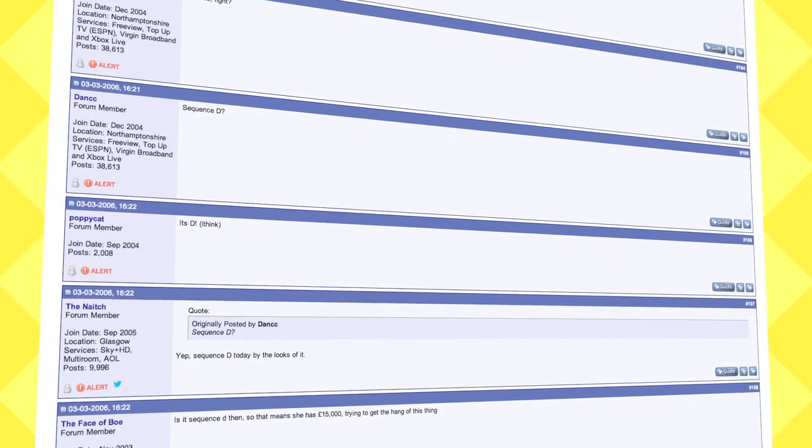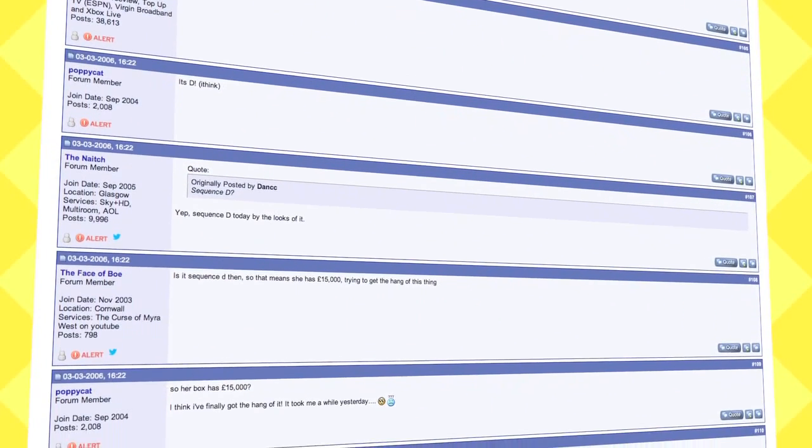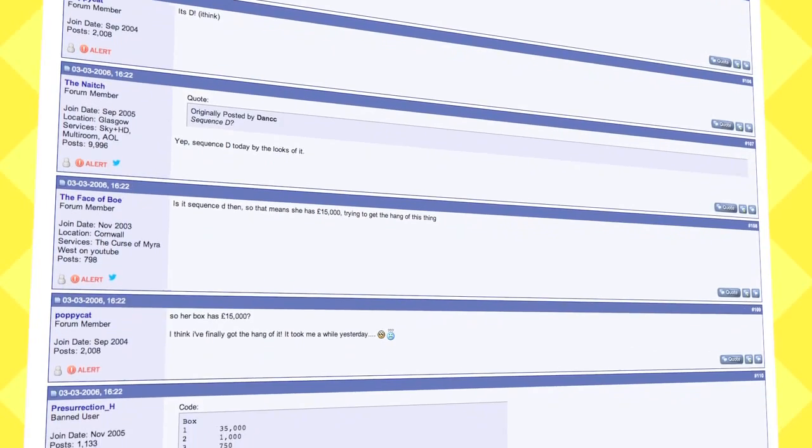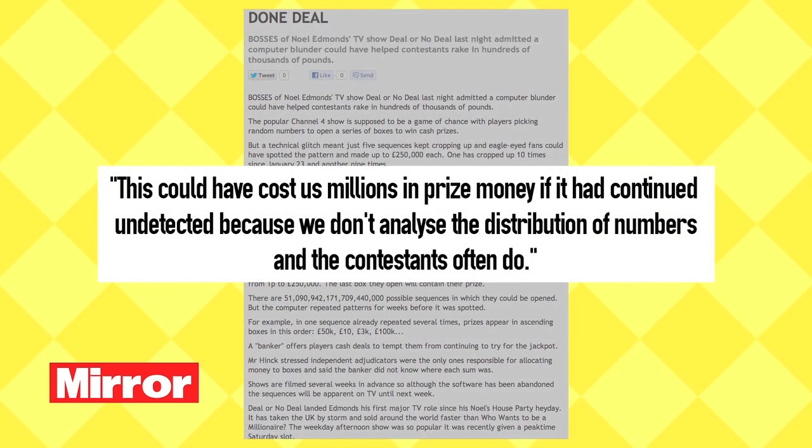£250,000 was there. We know. No one on the production noticed this for 3 months, and they only noticed when people on internet forums had spotted the sequences and were predicting which values were going to come out next. Obviously, when they realised that the boxes weren't random, they went back to the balls in a bag method, and the series producer said, "This could have cost us millions in prize money if it had continued undetected, because we don't analyse the distribution of numbers, and the contestants often do."